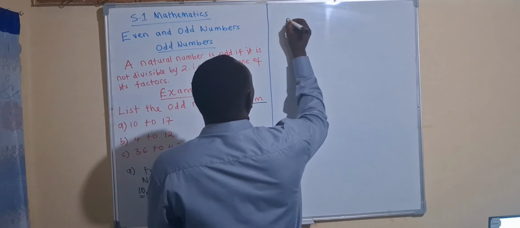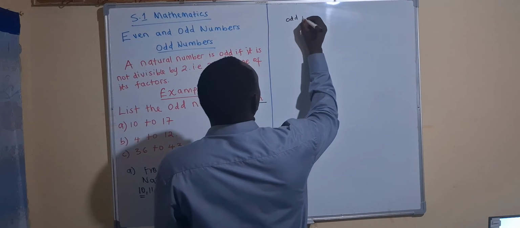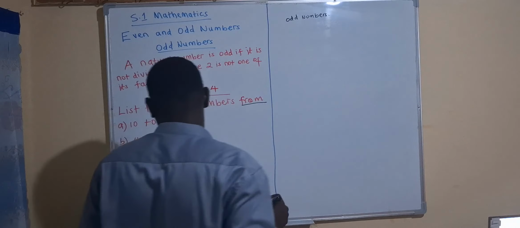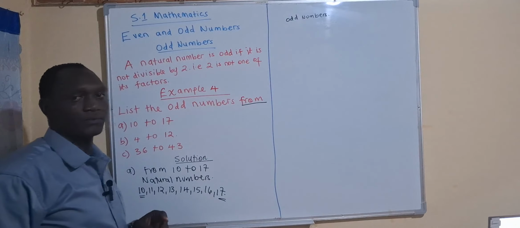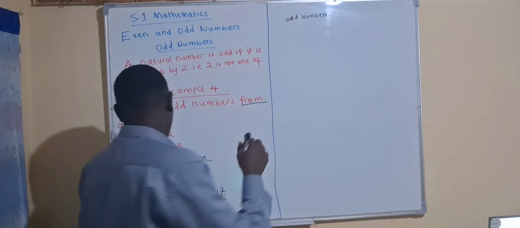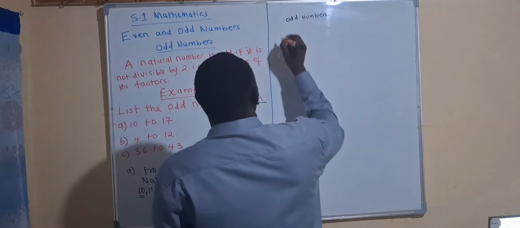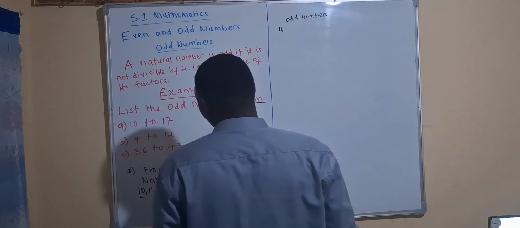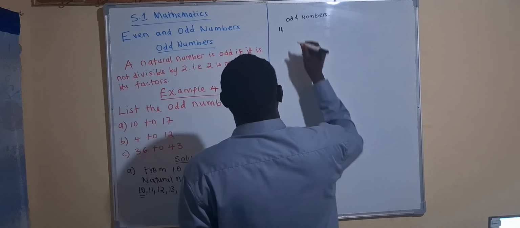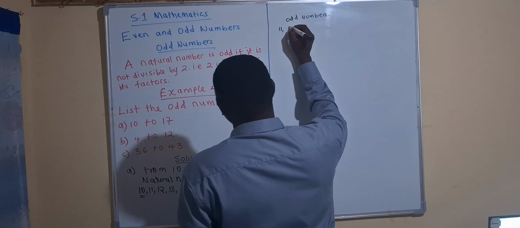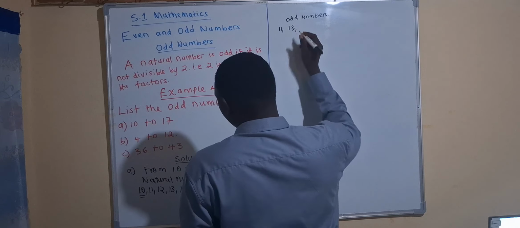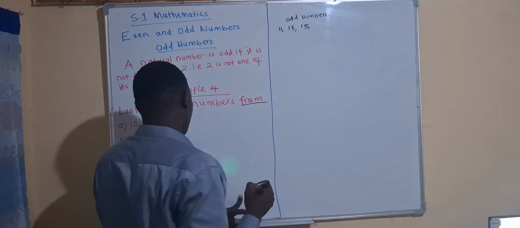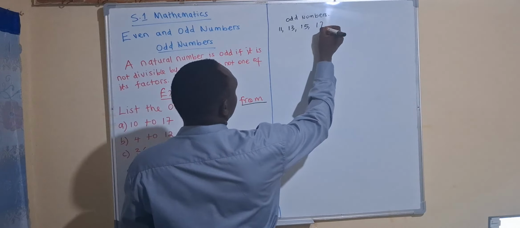So, let's say odd numbers, and 10 divided by 2, we get 5 and the remainder is 0. 11 divided by 2, we get 5 and the remainder is 1. So 11 is an odd number. 12 is even, 13 is odd, 14 is even, 15 is odd, 16 is even, and 17 is odd.